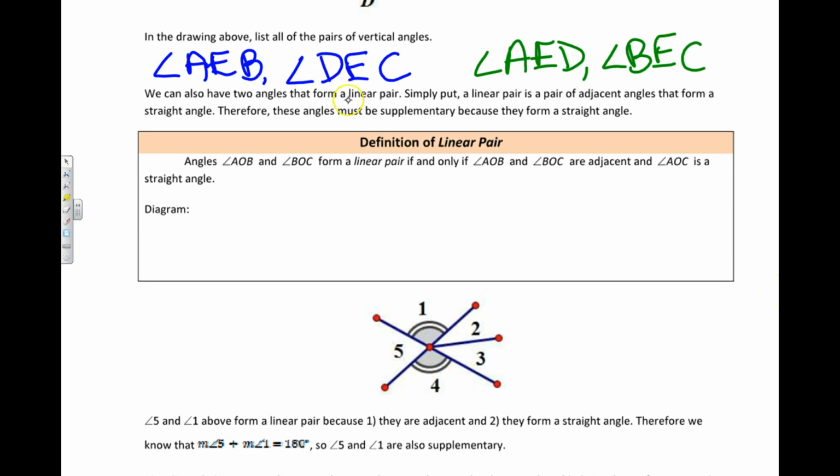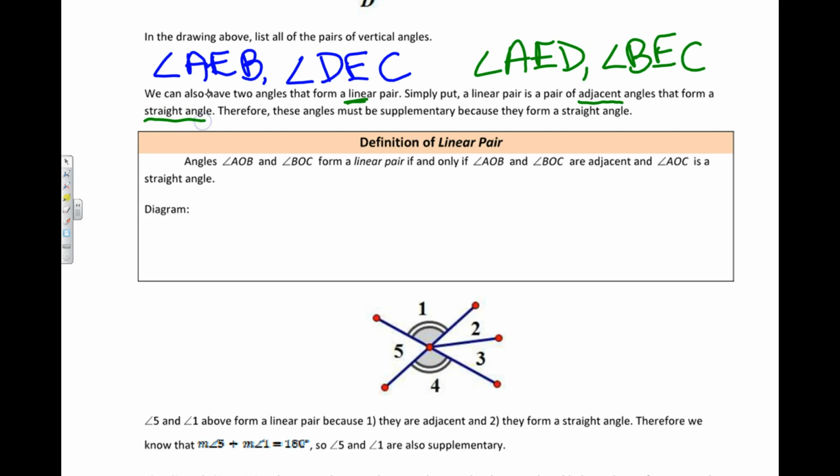So linear, there's that word line again showing up, right? Well, a linear pair is a pair of adjacent angles. Again, adjacent means side by side, next to each other. They share a common vertex and a common side. Adjacent angles that form a straight angle.